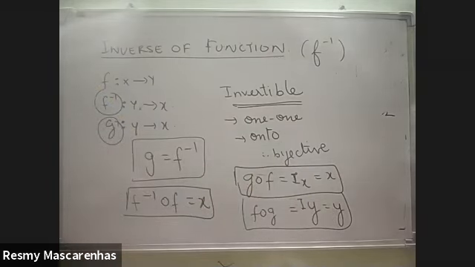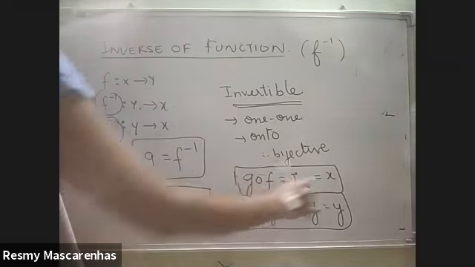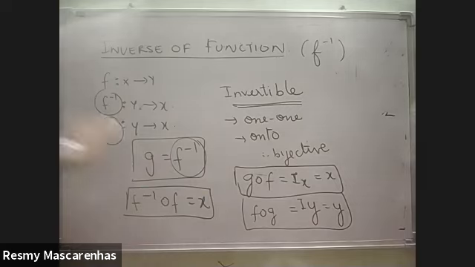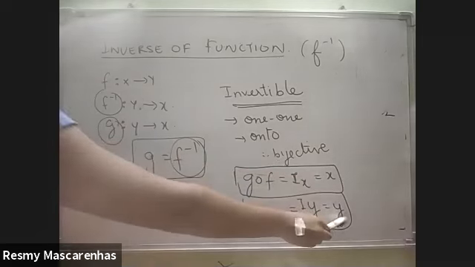So these are just the statements. If you know GoF is X and FoG is Y, you can simply replace G by F inverse and you will get those statements. Nothing to learn by heart in this, it was just for understanding. The only thing you should know is that here you should get X and here you should get Y.